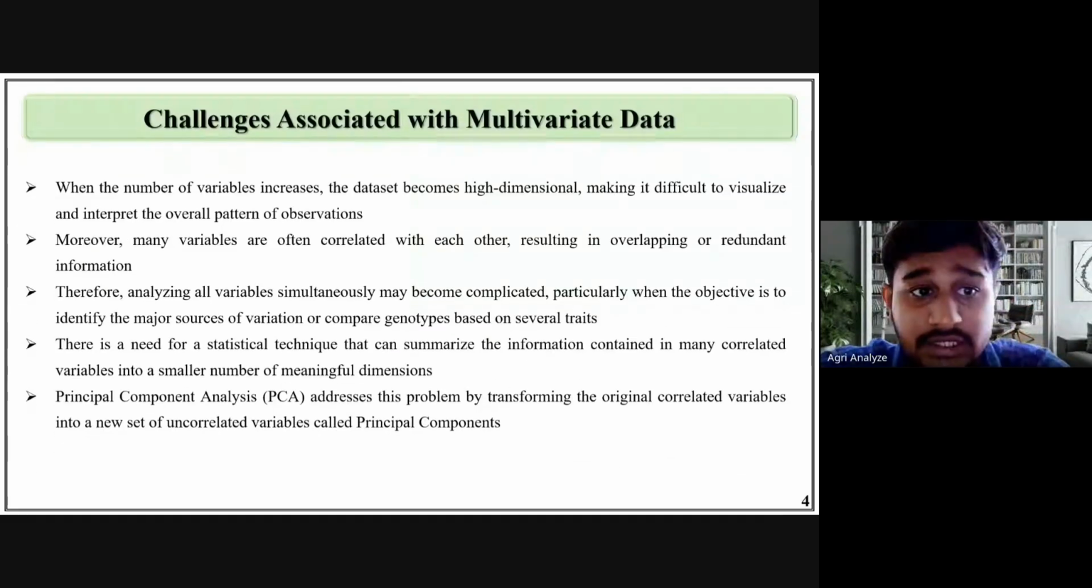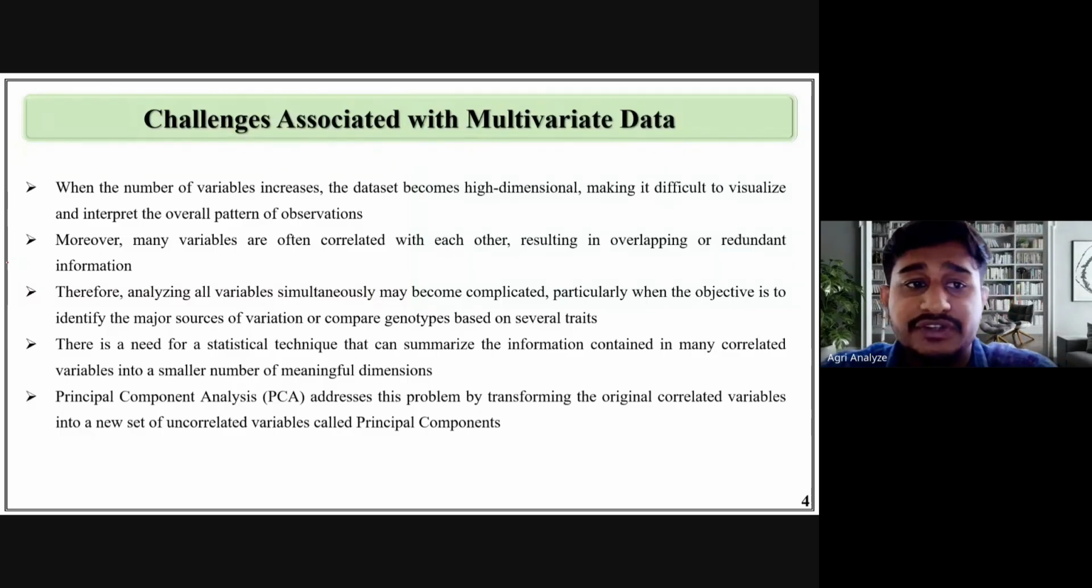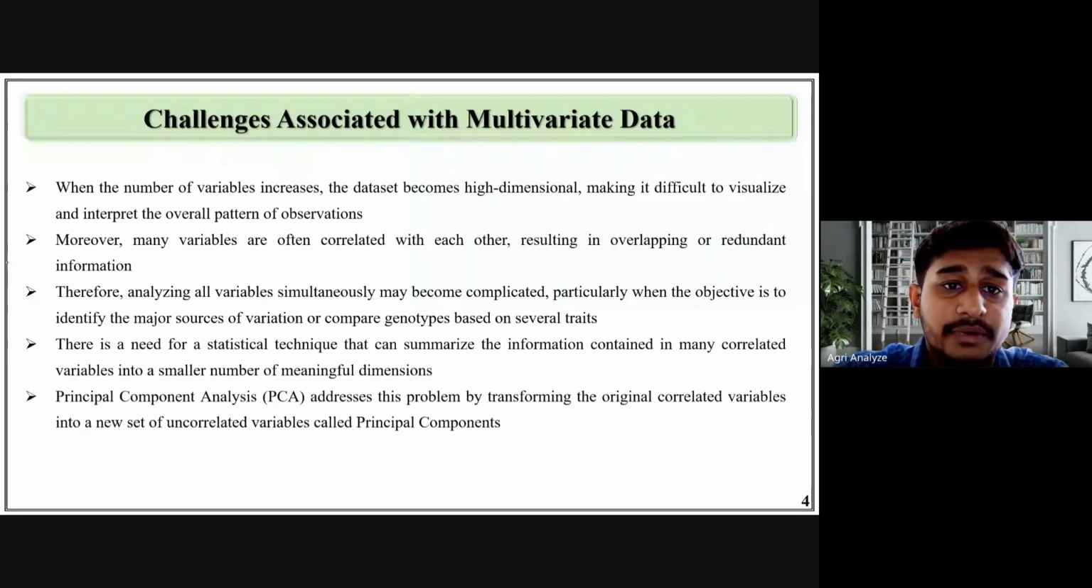Now, if we study with multivariate data, then there are some challenges associated with multivariate data. First we see that when the number of variables increases, the data set becomes high dimensional, making it difficult to visualize and interpret the overall pattern of observations. How?